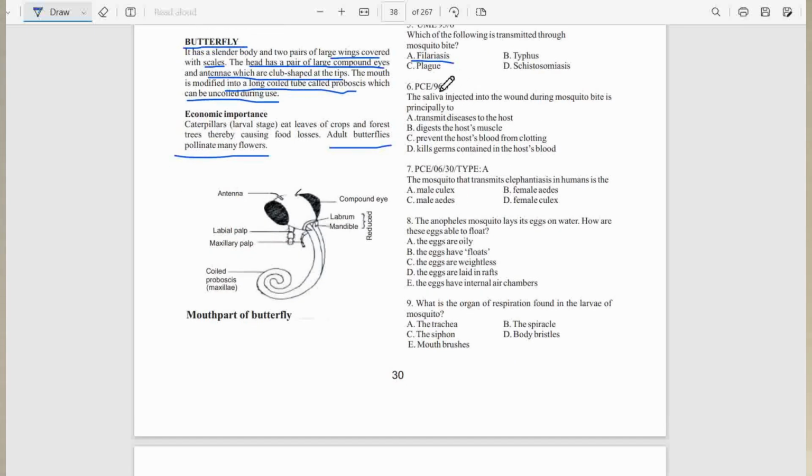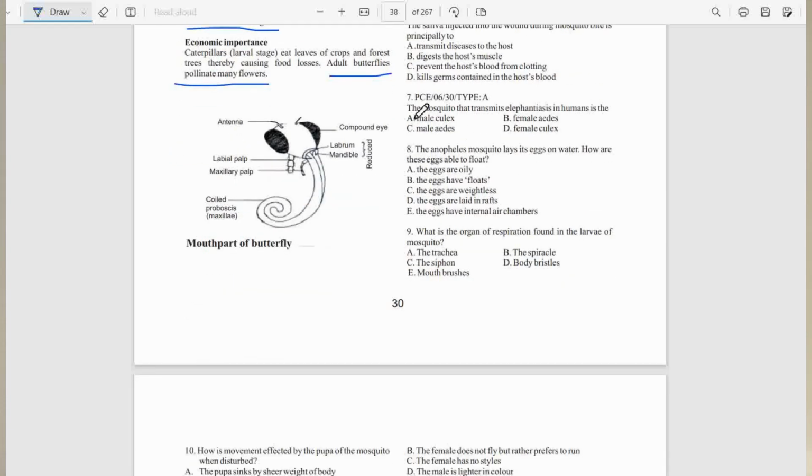Another question here is question PC 1996 question 7. The saliva injected into the wound during mosquito bite is principally to... So what's the function of the saliva mosquito inject? Usually when mosquito pierces and bites, they release the saliva to prevent the blood from clotting, so that they can have a very free access to the blood meal at that time.